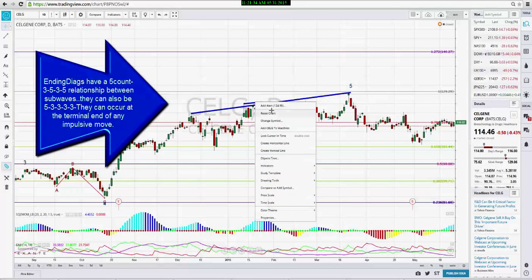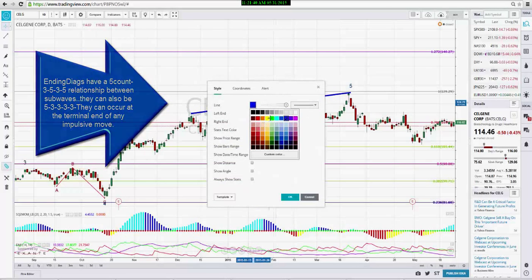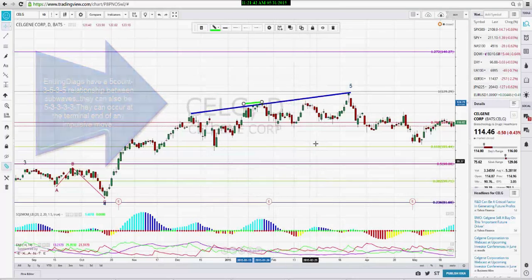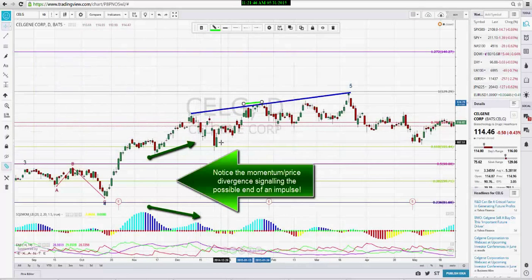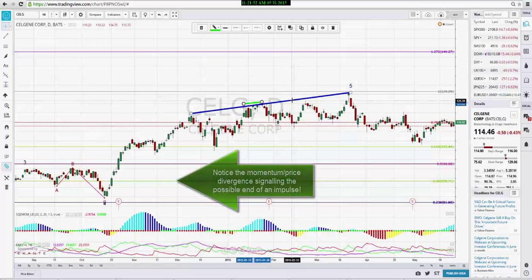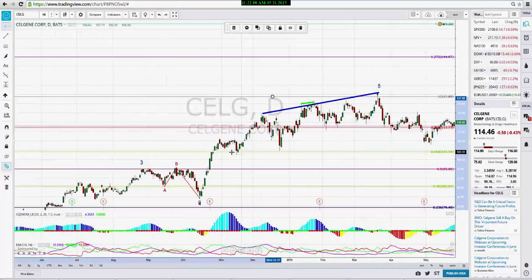Let me just change that so you can see what I'm talking about here. Okay, so that in itself is an ending diagonal. So I got 1, 2, 3, 4, 5. Now, the first, third, and fifth waves of any diagonal are usually impulses. They can be three-wave structures, but they're usually five-wave structures in itself. But the second and fourth waves of an ending diagonal are always three-wave structures.